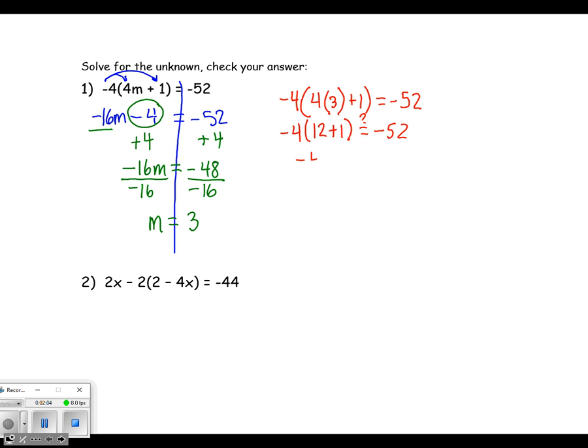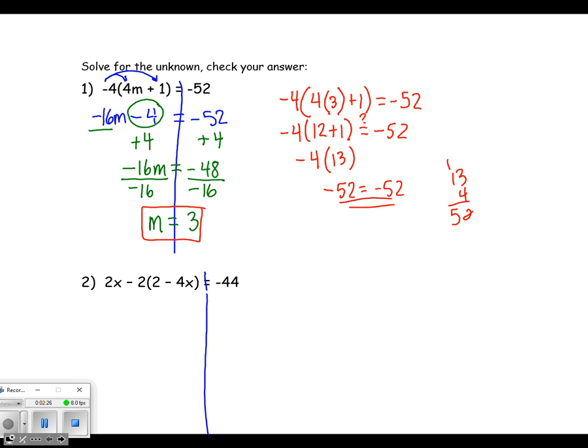12 plus 1 is 13, so I need -4 times 13. I'm going to do that over here. 52, so that gives me -52, which is what I needed. So m does indeed equal 3 in this equation. Okay, next one.